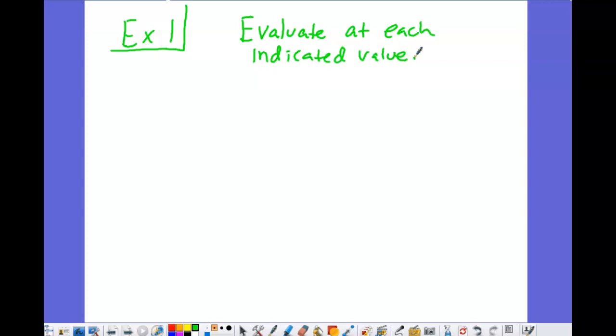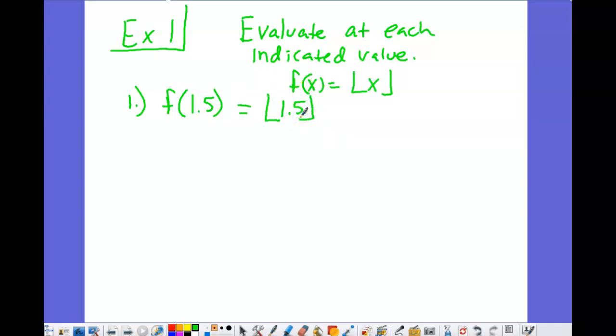All right, so let's say that I have my function here, number one. Let's say that my function is f of x is equal to the greatest integer value of x. And let's say that I wanted to figure out what is f of 1.5. Well, I'm going to plug in 1.5 for x. Now, what I'm going to do is round this number down to the nearest integer. An integer is a number that's not a decimal or a fraction. So if I were to round this down to the nearest integer, the answer would be one.